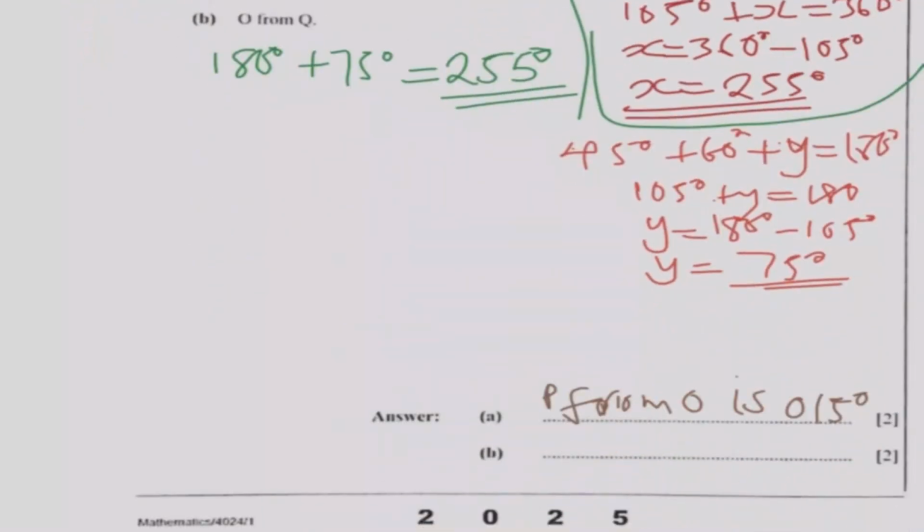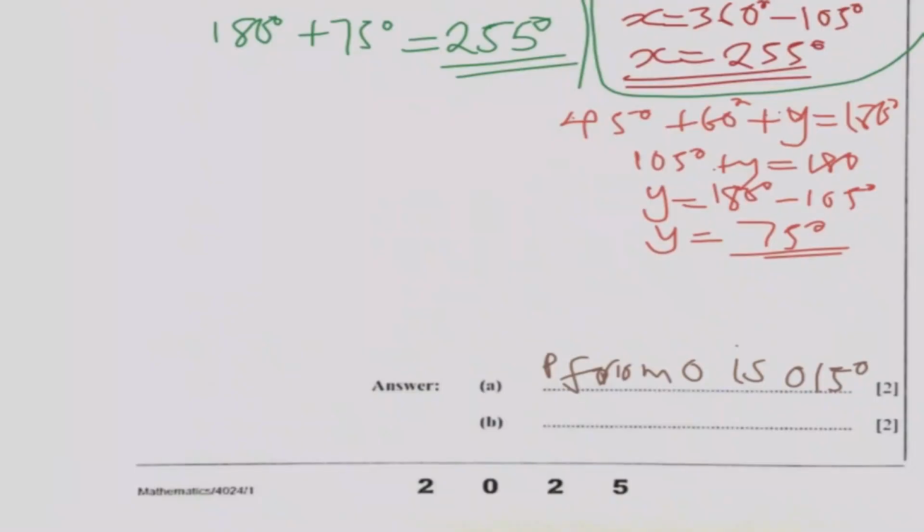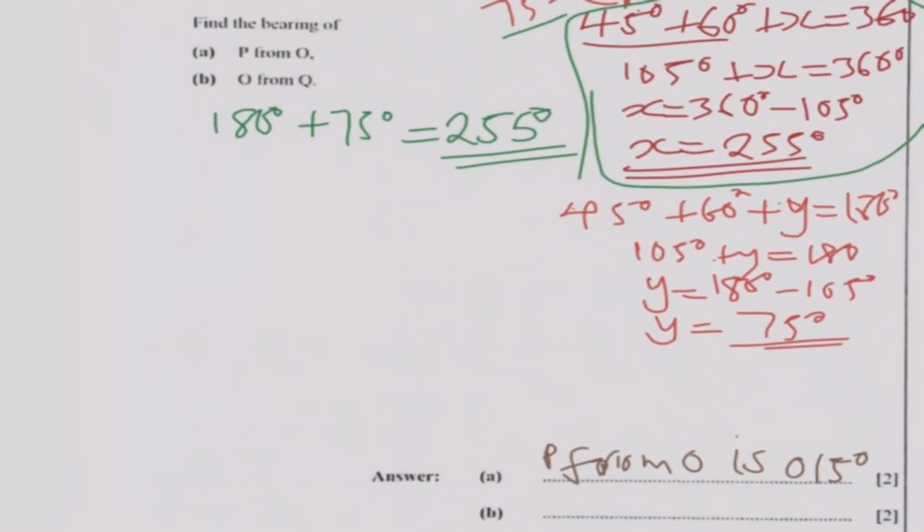Okay, so the correct answer is, we can say, the bearing of O from Q is 255 degrees. That is the correct answer. So if you have got questions, please don't hesitate to ask in the comment section. Basically, this is how you go about it.